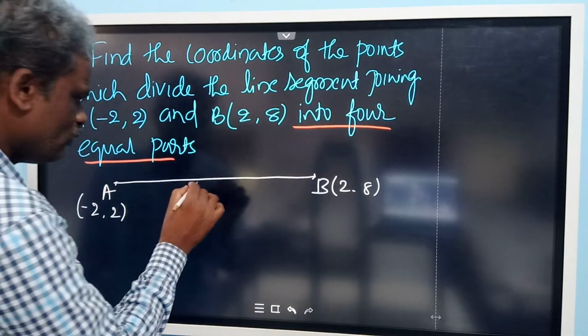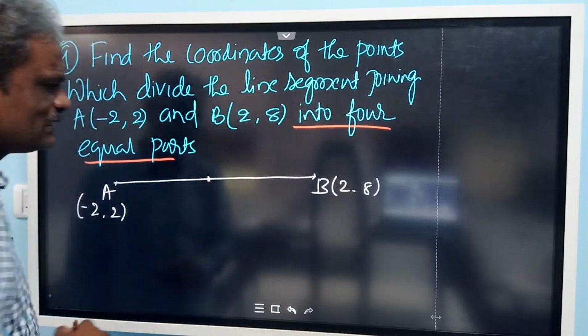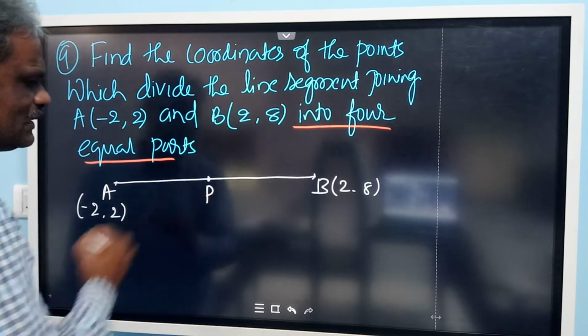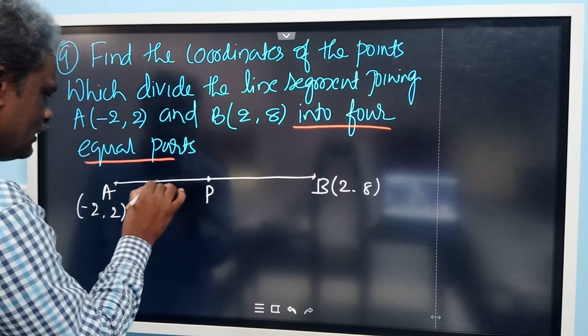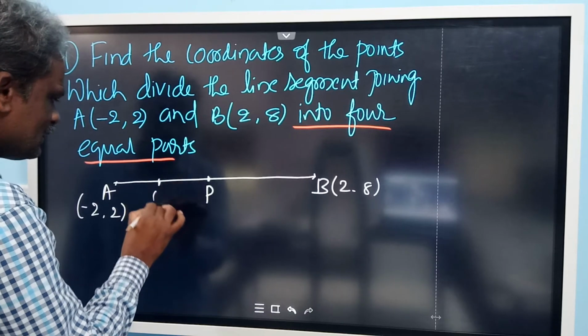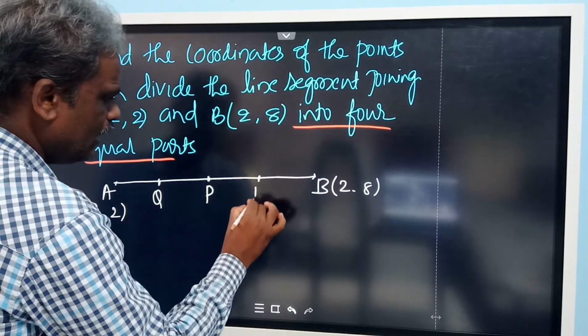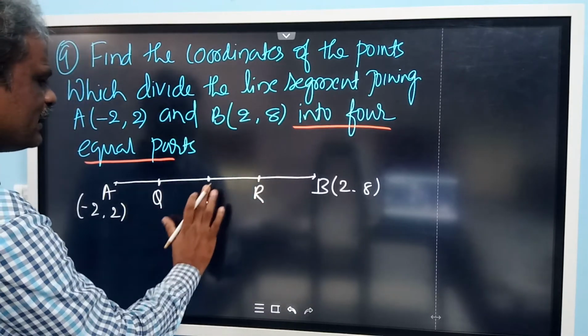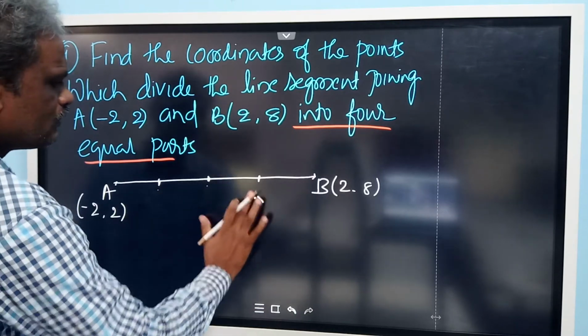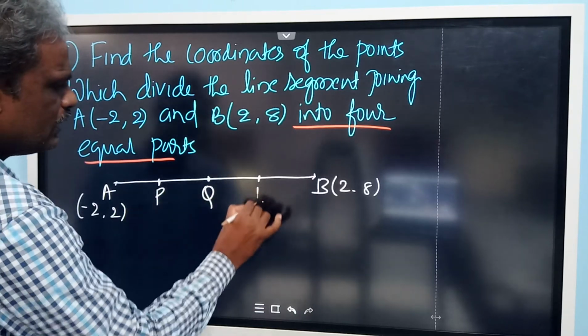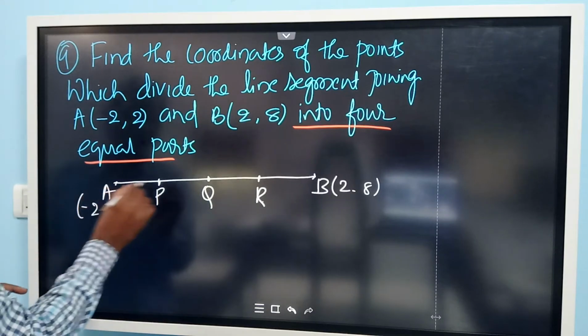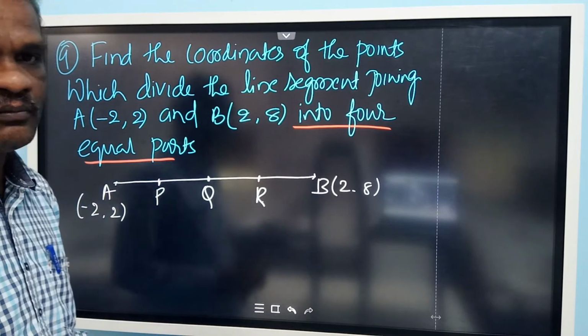See, 4 equal parts means first let me divide this into 2 equal parts. So I will take this is P. Then if I take the midpoint of this one, this is Q or this is R. Otherwise you can take PQR in order. So P, Q, R. Now this is divided into 4 equal parts. All the 4 parts are equal now.